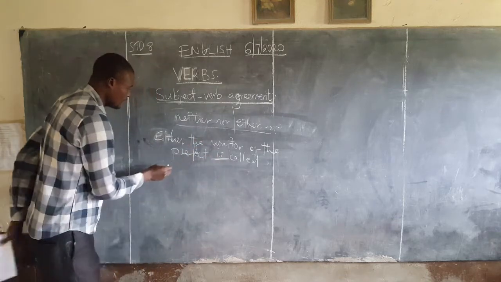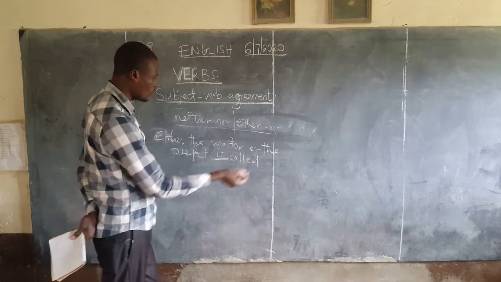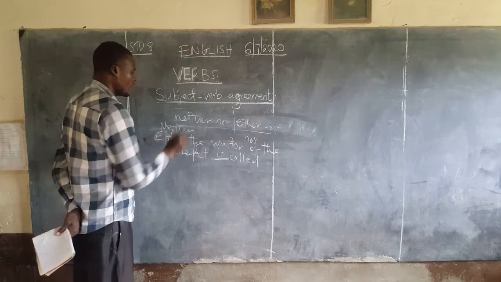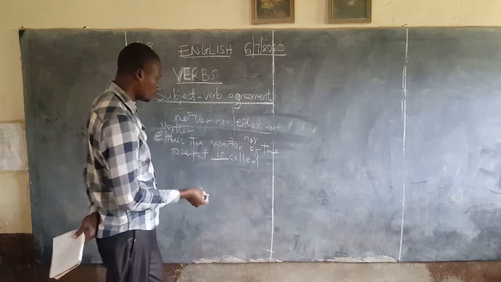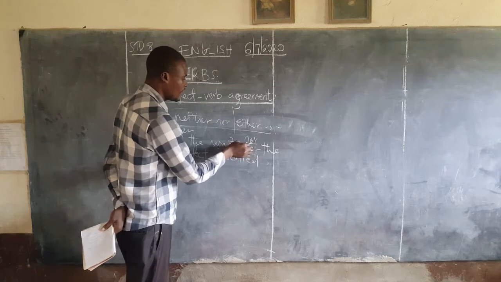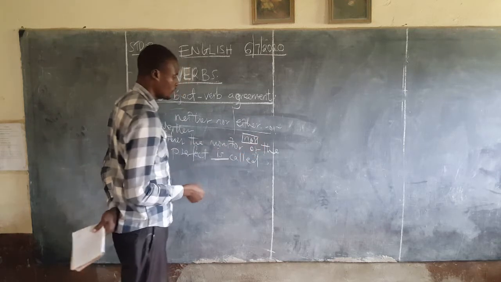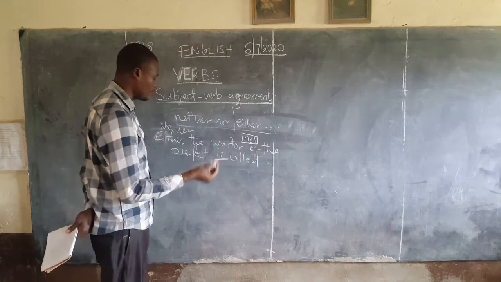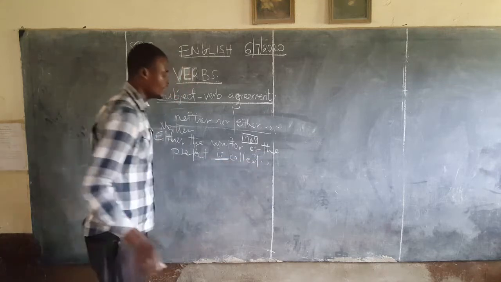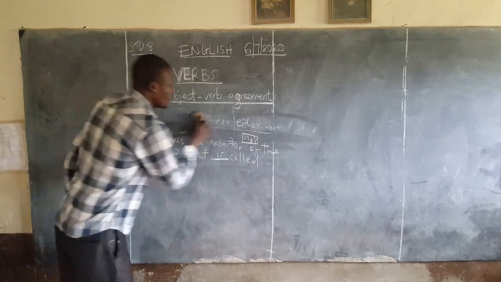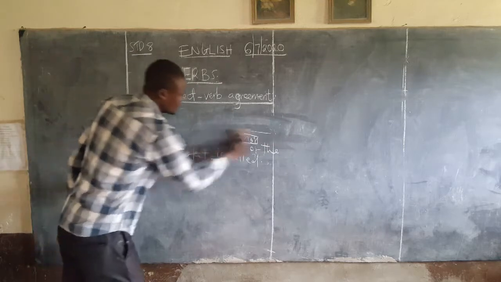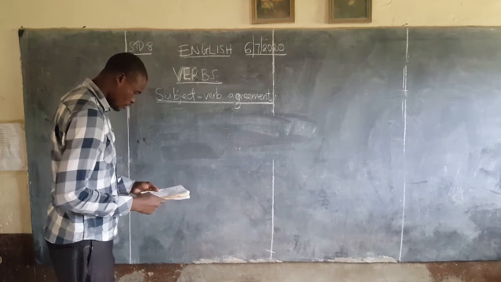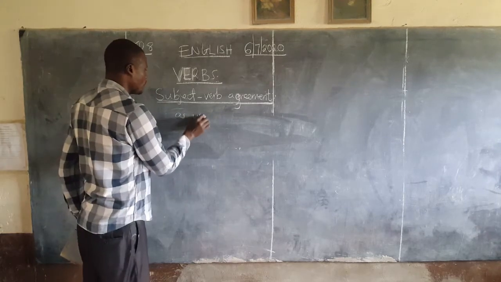And then neither is the same. Neither the monitor nor the prefect is called by the teacher. So neither means the teacher does not want any of them. The teacher wants none of them. So neither the monitor nor the prefect is called by the teacher. So we also use a singular verb at that level.